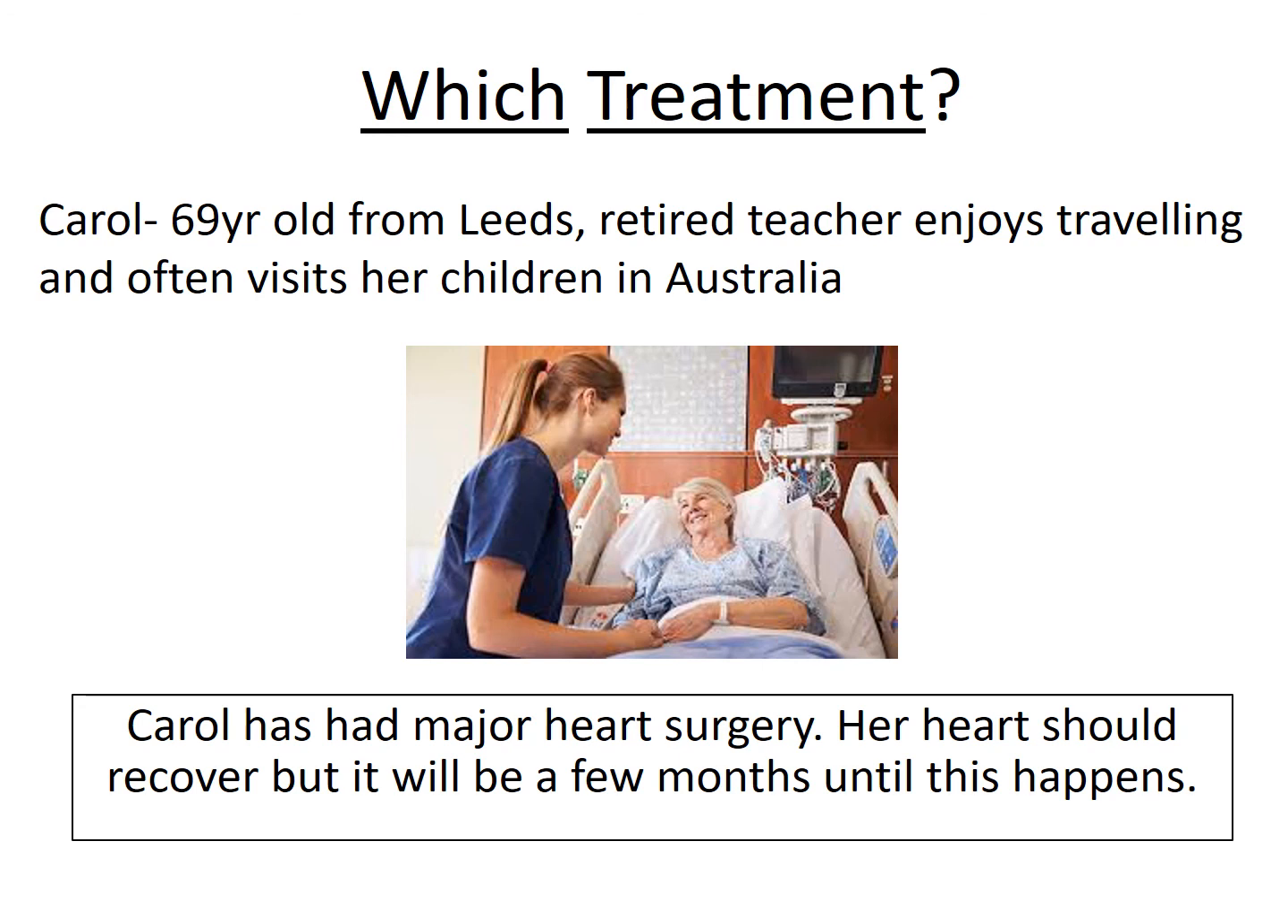Shana, who's got the heart defect, needs a transplant, but there hasn't been a donor. That's probably going to be an artificial heart, because that will keep her going, functioning, until she's able to find a donor to have a heart transplant. And the last one was Carol. She's had major heart surgery. Her heart should recover, but it'll be a few months until this happens. No treatment. Okay. Just got to wait and see for Carol.